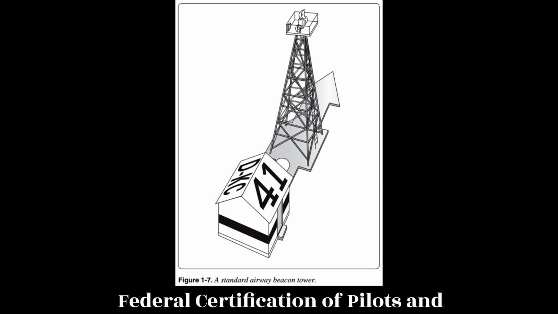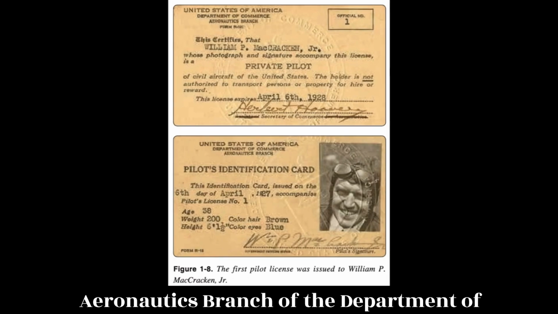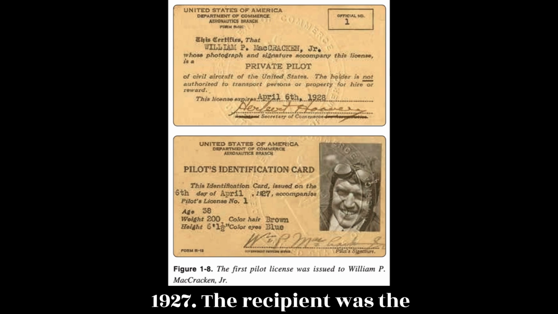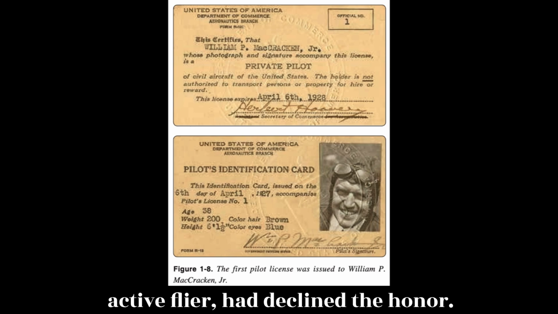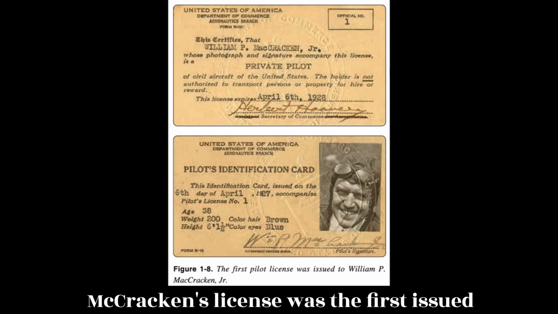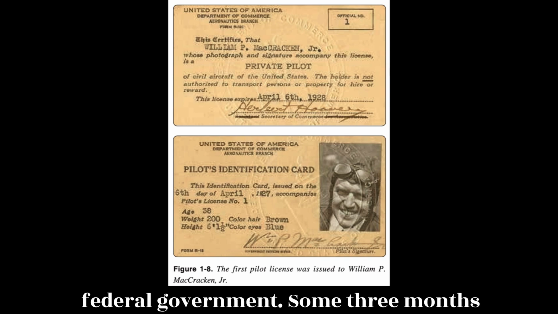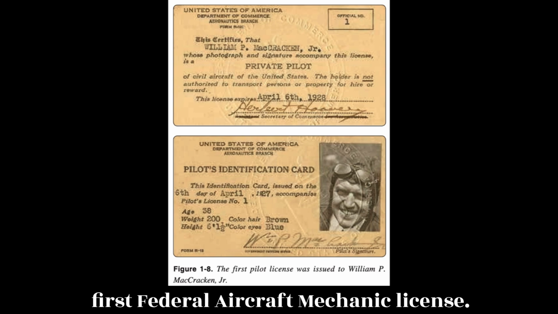Federal certification of pilots and mechanics. The Aeronautics Branch of the Department of Commerce began pilot certification with the first license issued on April 6, 1927. The recipient was the Chief of the Aeronautics Branch, William P. McCracken, Jr., Figure 1.8. Orville Wright, who was no longer an active flyer, had declined the honor. McCracken's license was the first issued to a pilot by a civilian agency of the federal government. Some 3 months later, the Aeronautics Branch issued the first federal aircraft mechanic license.